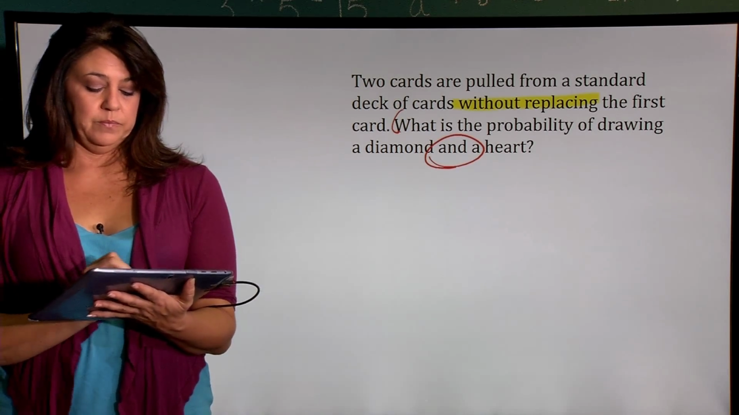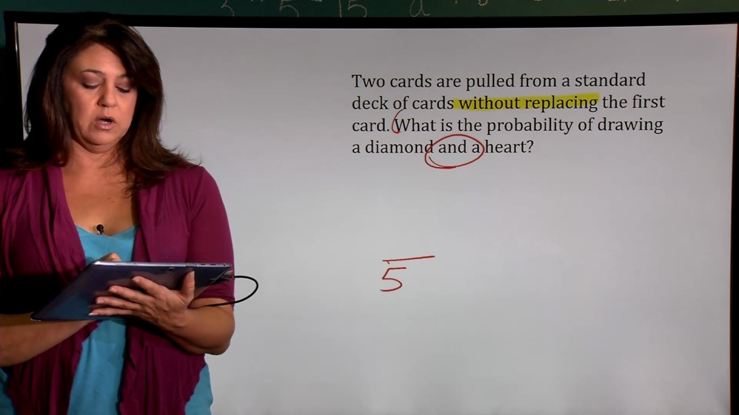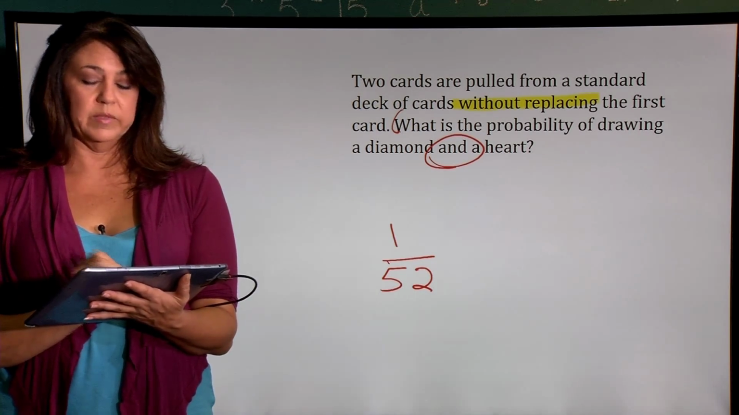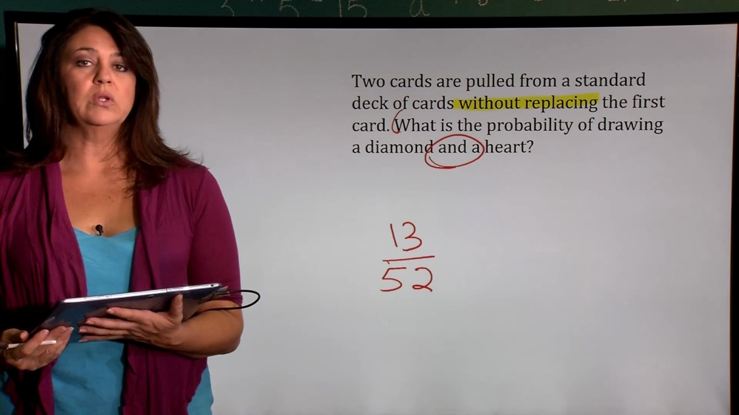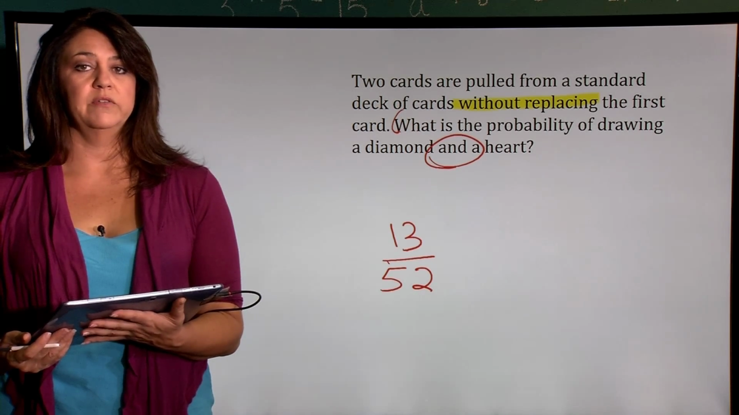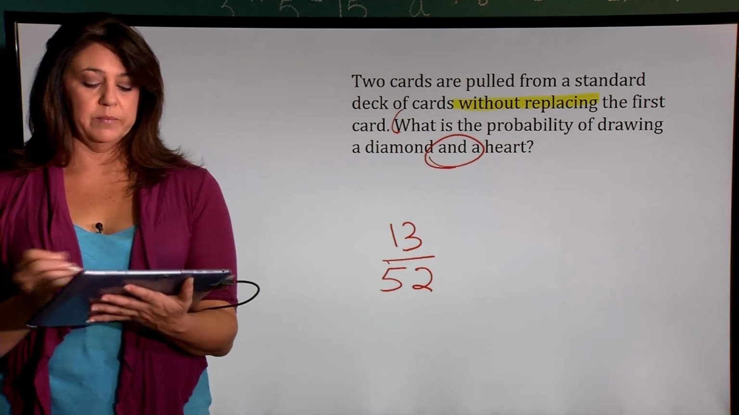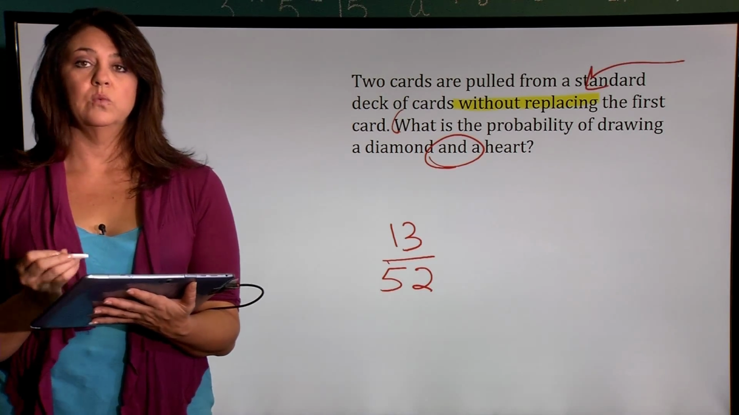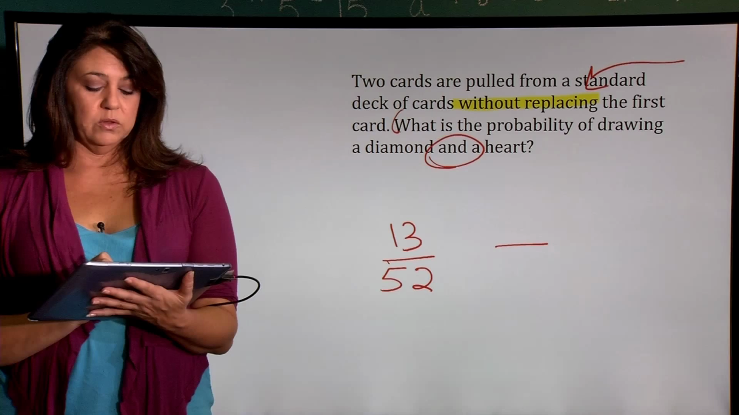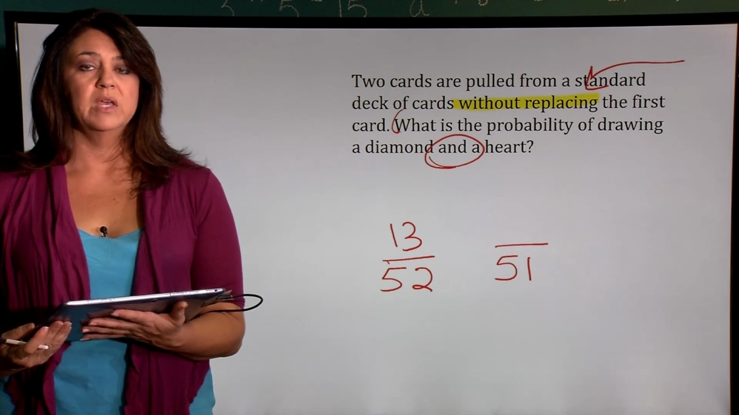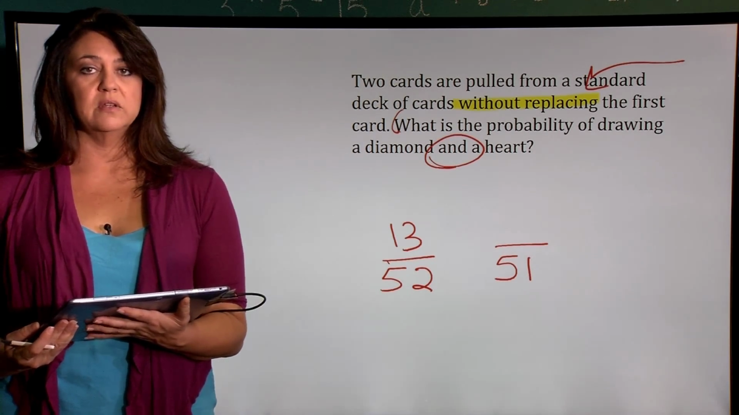The first time, we have 52 cards in the deck, and there are 13 diamonds. So the probability of pulling a diamond is 13 out of 52. But we are not replacing the first card, whatever it might be. Because we're not replacing, then we no longer have 52 cards in the deck. We only have 51. So that's the denominator of the second fraction.